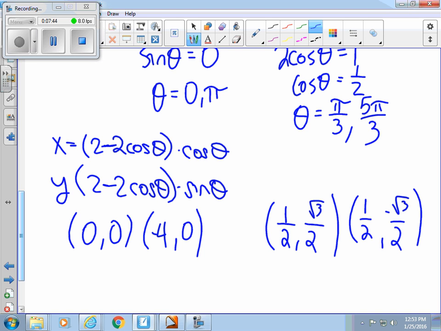So you can do the same thing kind of for the right hand cosine. I knew that cosine of theta for both of these was a half. So that's why I did the x so quick, because I knew cosine was a half. It slowed me down a little on this one because I had to think about sine.